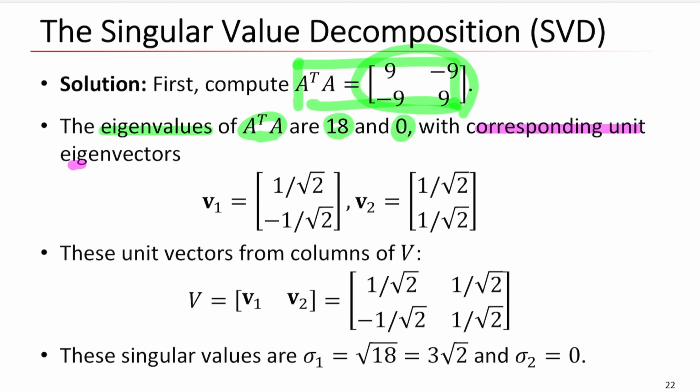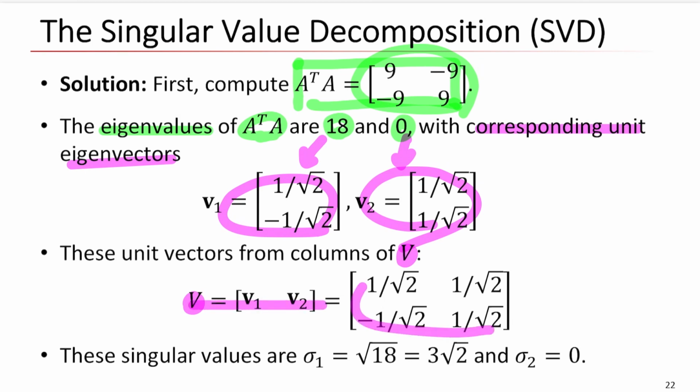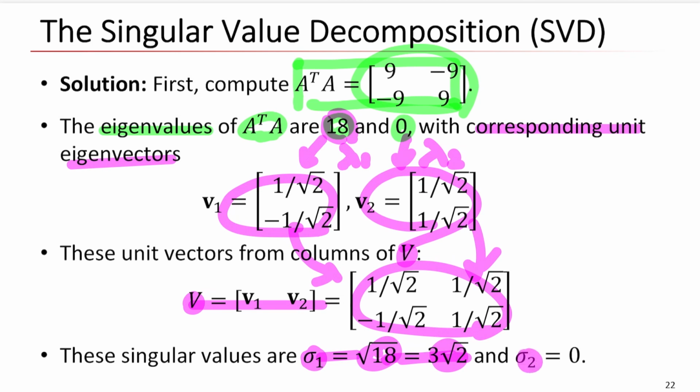With the corresponding unit vectors as V1 and V2. Okay, so you can also do that, right? Corresponding eigenvectors, right? So first of all, these unit vectors form the columns of V, so V is equal to this matrix, right? Okay, so this is matrix V, and these singular values, sigma 1 is equal to the square root of lambda 1. Okay, this is lambda 1, this is lambda 2. So 3 square root 2, and sigma 2 is equal to 0. Okay, so these singular values are sigma 1 and sigma 2.